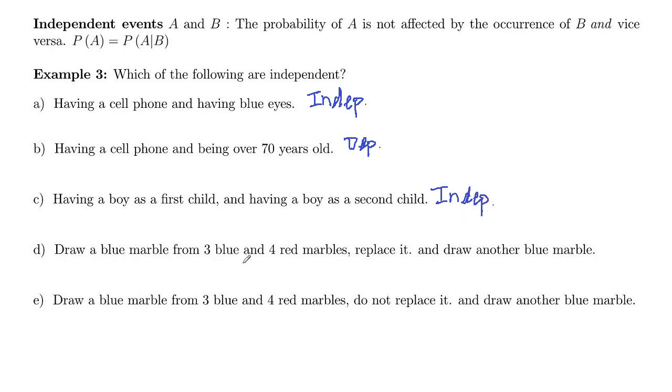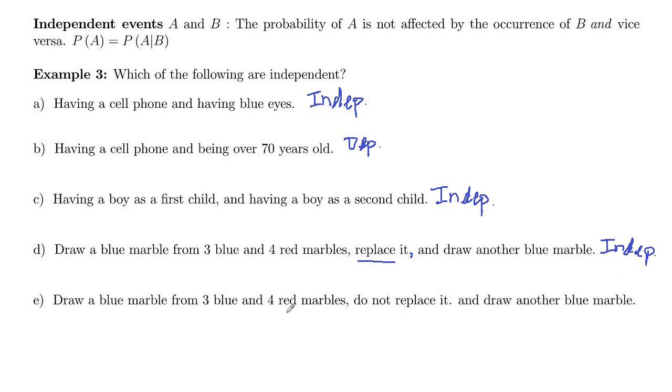Draw a marble from 3 blue and 4 red marbles, replace it, and then draw another blue marble. So let's see here. If we replace it, there's still going to be 3 blue and 4 red, so the chances of drawing a blue marble on the first draw are 3 out of 7. And then if we replace it, still 3 out of 7. So these should be independent. No effect on the probability.